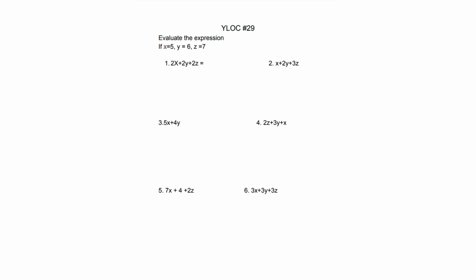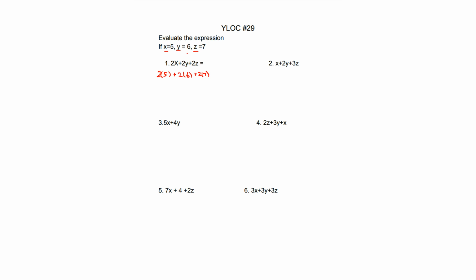So for this first part, we're given x equals 5, y equals 6, and z equals 7, and we have to evaluate the expressions. So for number 1, we have 2x plus 2y plus 2z, but we're given the value of these variables here, so we can just plug them in. So number 1 will be 2 times 5, because x equals 5, plus 2 times 6, plus 2 times 7.